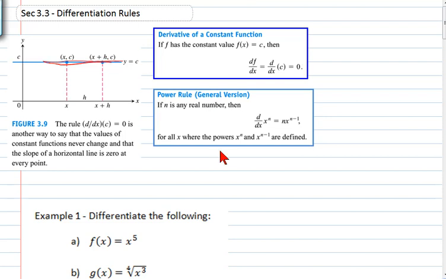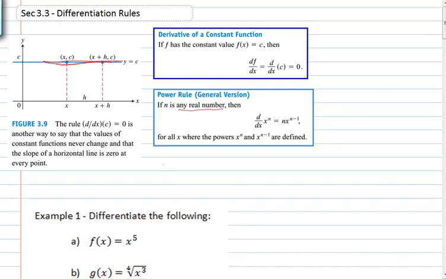The next rule we look at is called the general power rule. It says if n is any real number, then the derivative with respect to x of x to the n is n, meaning bring the power down front, times x raised to the n minus 1. Subtract 1 from the power. Okay, this works as long as n is any real number. Doesn't have to be an integer.